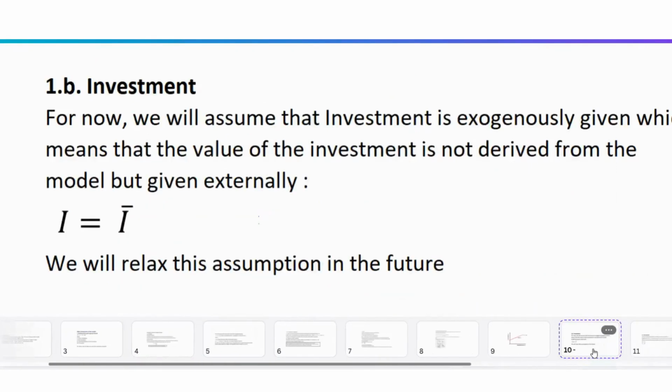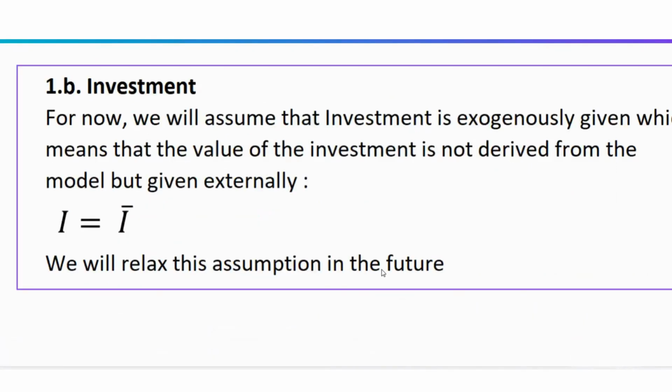Now let's look at how we're going to model investment in this model. For now, we'll assume that investment is exogenously given. What do we mean when we say that investment is exogenously given? This means that we're assuming that it is not being determined within the model, but rather the model is taking it as given externally. And when we say an exogenous variable, we put a bar on it like this. So we're going to write investment as I is equal to I bar, which means that investment is exogenously given. It's not determined within the model. The model takes it as given.